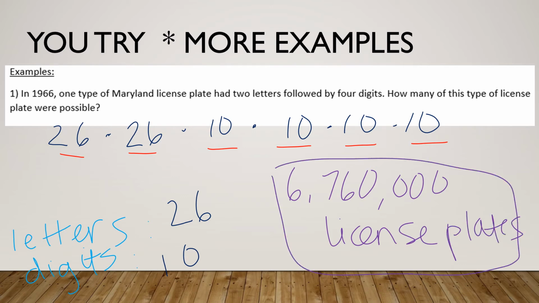Okay, and that's something important to look at: if it doesn't say repeats, or it says it can't repeat, then that's a different story. But this one doesn't say that it can or cannot repeat, so we're going to assume that we can. So for example, you could have A, and then 1, 2, 3, 4 as a license plate. Or you could have A, and then 2, 2, 2, 2. That's a possibility.